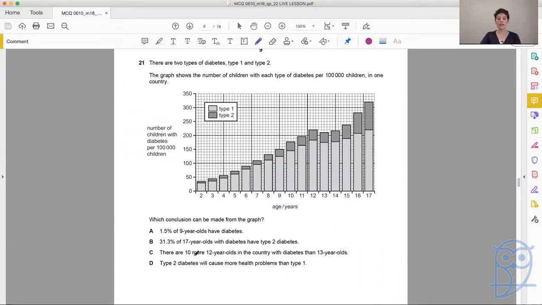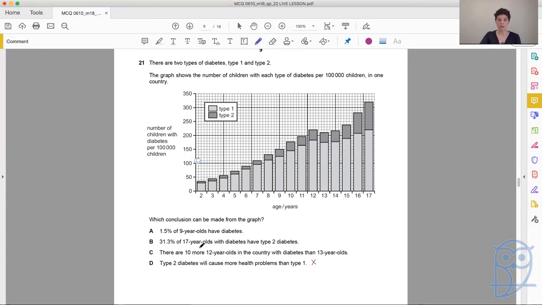There are 10 more 12-year-olds in the country with diabetes than 13-year-olds. And the last one, type 2 diabetes will cause more health problems than type 1. Now remember we said it has to come from the data. So already D is most definitely out because that's not seen in our graph. You can't see health problems in our graph. So we need to understand our figures on the graph. If we look carefully, we've got 1, 2, 3, 4, 5 blocks between 50. So each of these little blocks is 10.